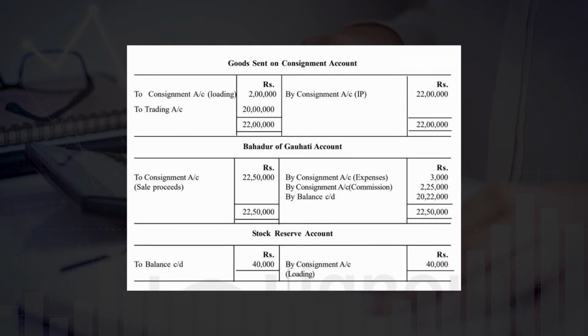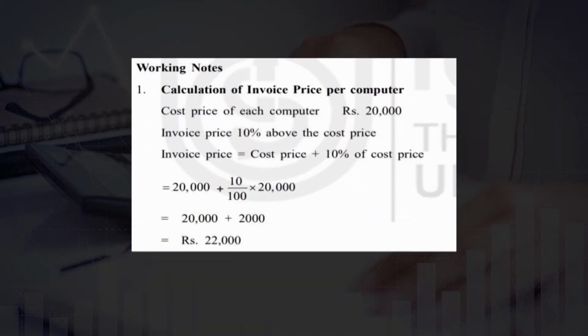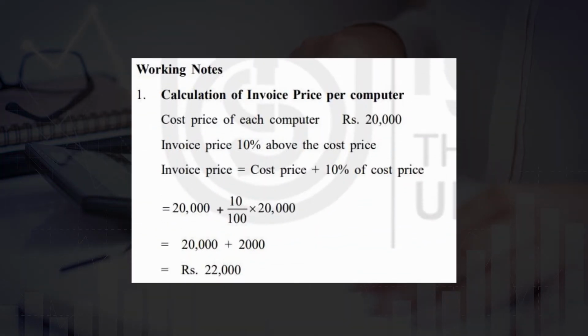Stock reserve account, very simple. The loading in the closing stock is 40,000. This is the amount of loading, 40,000. This we will calculate. This 40,000 is included in the closing stock. Calculation of loading: invoice price per computer is 22,000, cost price per computer is 20,000. So loading is 2,000 rupees per computer.